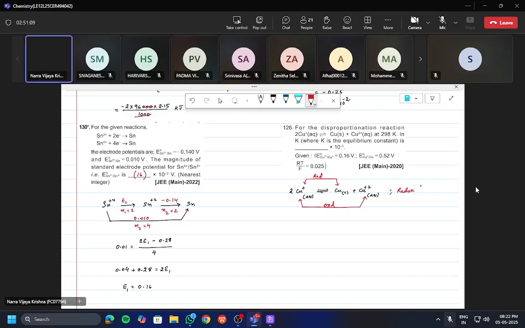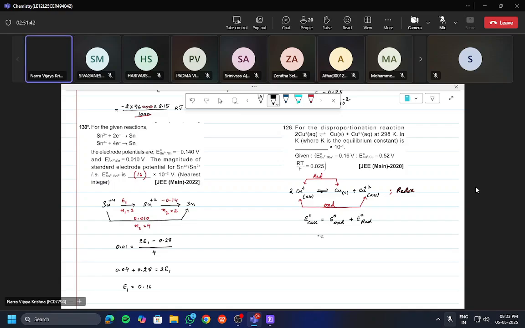Already we discussed every electrochemical cell reaction is a redox reaction. This is the total cell now. This is E0 reduction, this is E0 oxidation, and this is the complete cell. So what is E of cell? E0 of cell equals E0 oxidation plus E0 reduction, because it is a redox. Correct?